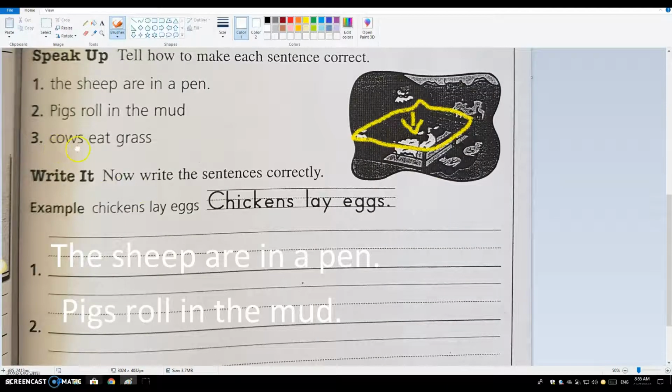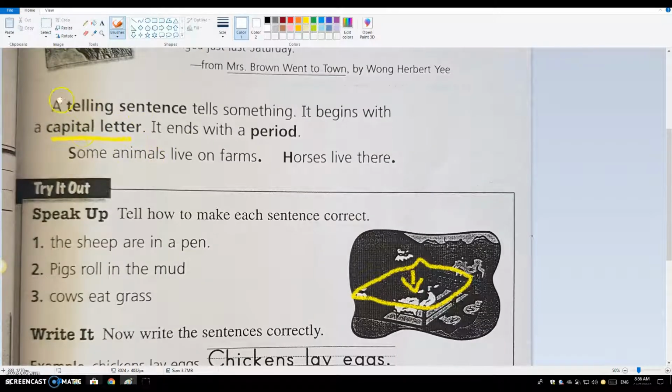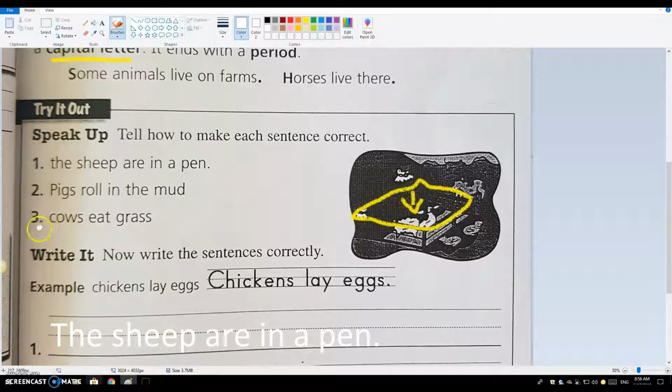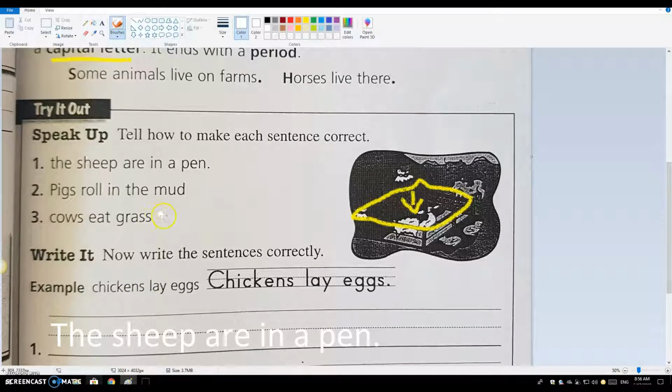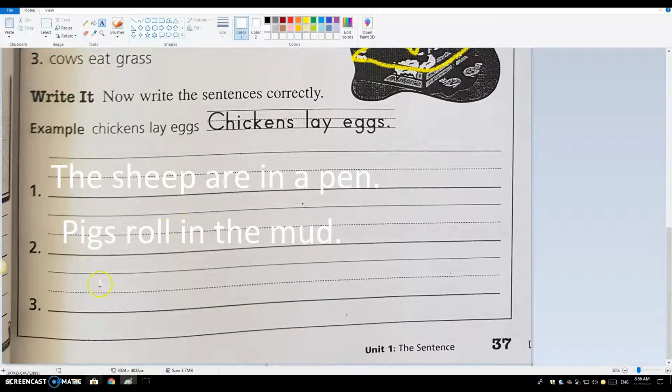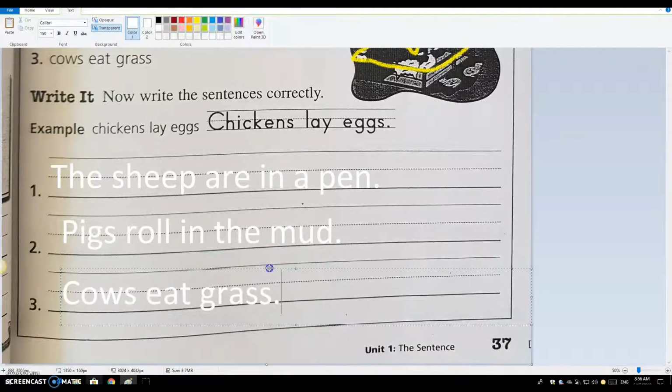Okay, number three. Cows eat grass. Does it have a capital letter? No. Does it have a period or a full stop? No. We need to add both. Both of them. Okay, so we'll start with capital C. Cows eat grass. Full stop. There you go.